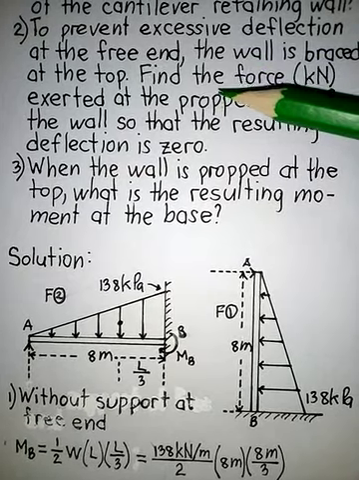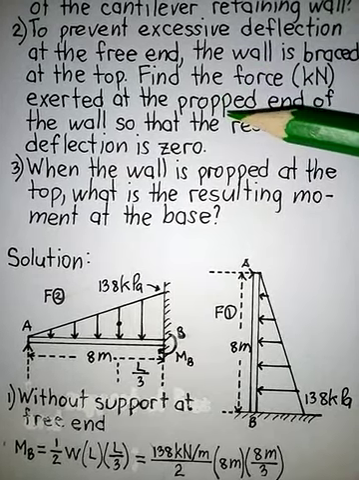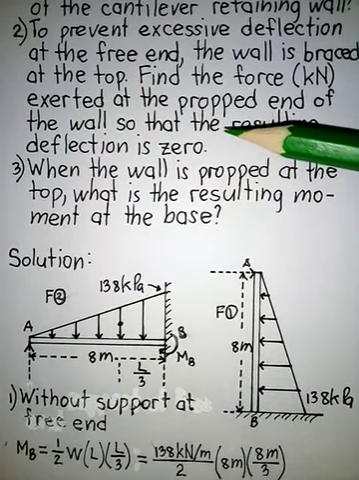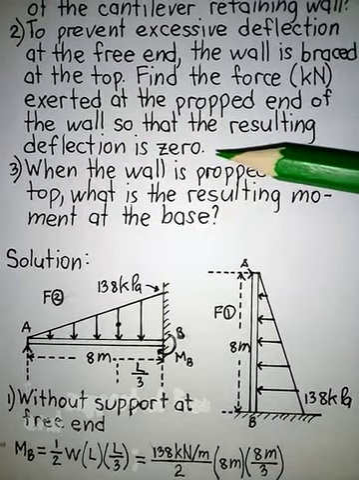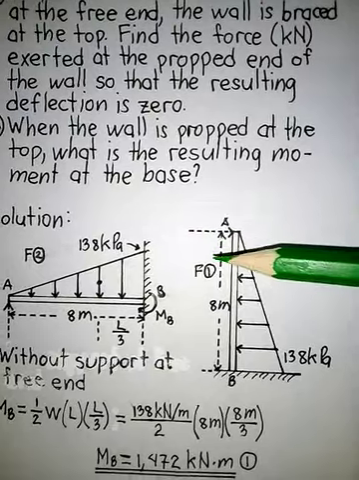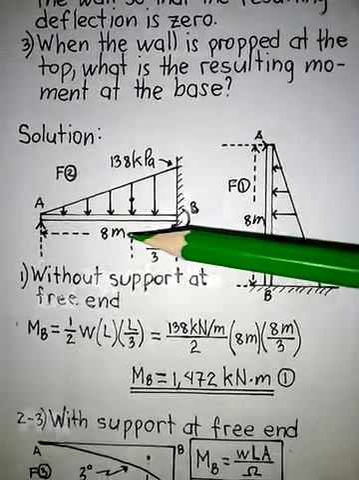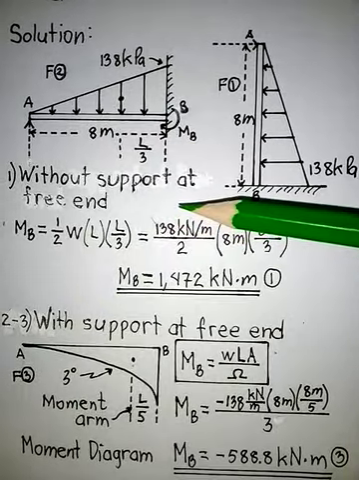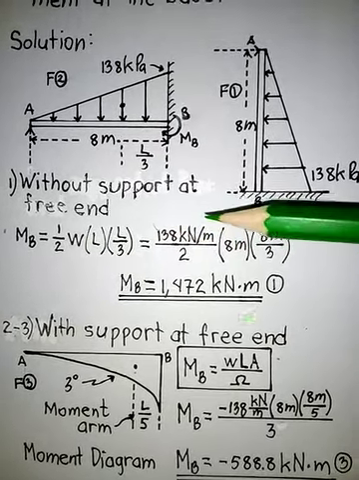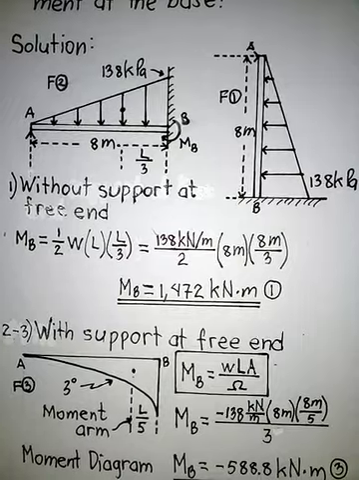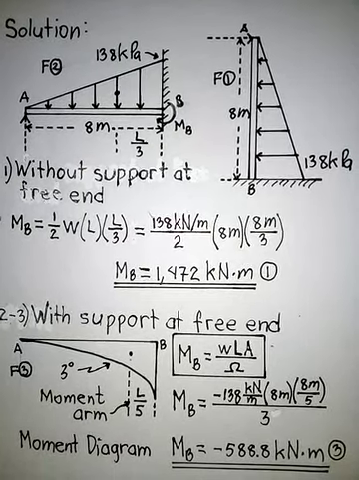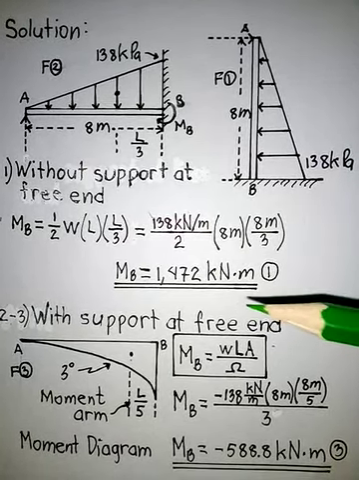the wall is braced at the top. So we will find the force exerted at the flap end of the wall so that the resulting deflection is 0. So we will compute for the reaction at A or the support at pre-end. Okay. But first, we have to compute for the fixed end moment of the beam with support at pre-end.